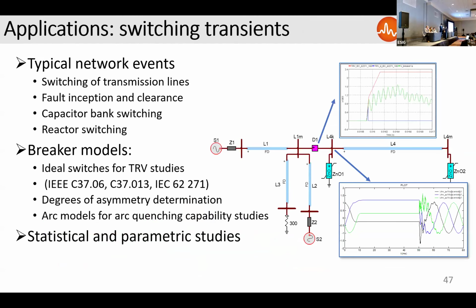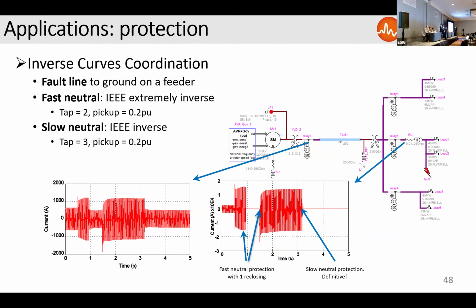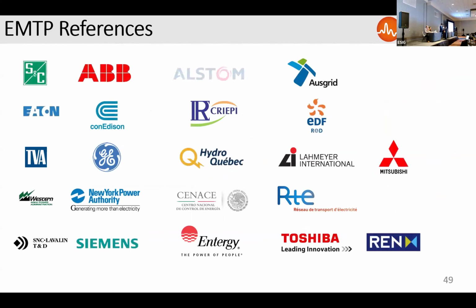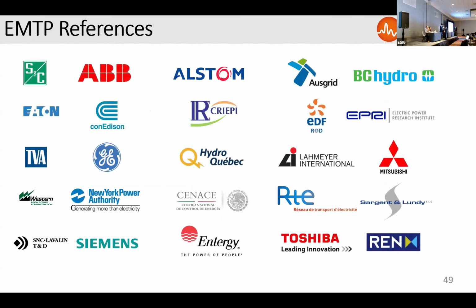Switching transients. Okay, I have basically 5 seconds, so I'm just going to mention it. Switching transients is also an area where you can use the EMTP a lot, and we have a lot of solutions for this. Protection analysis, the protection toolbox, is also going to be very useful. All right, then we have, of course, a lot of different references that are using the EMTP already.